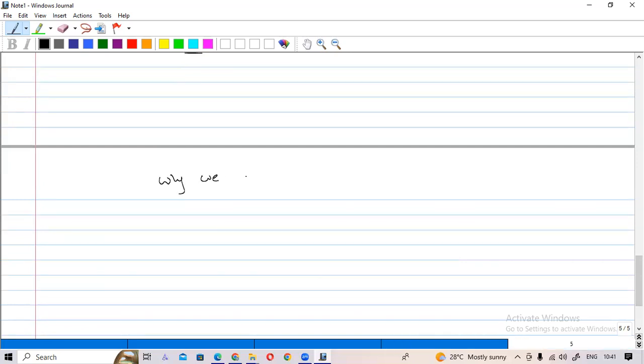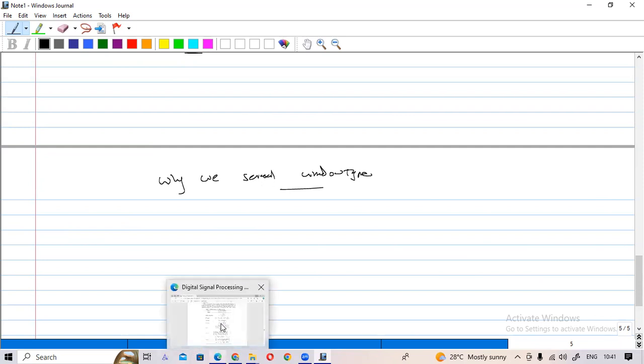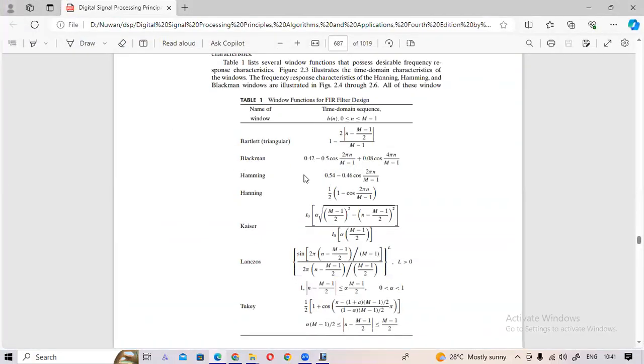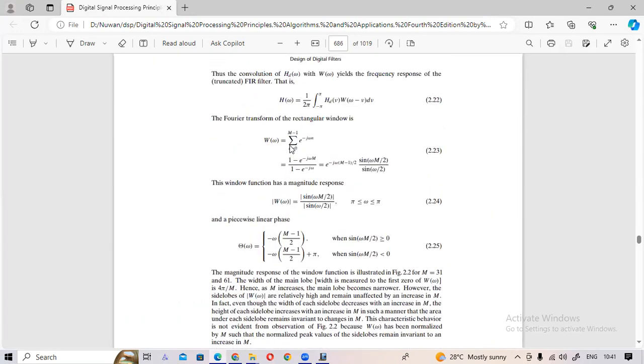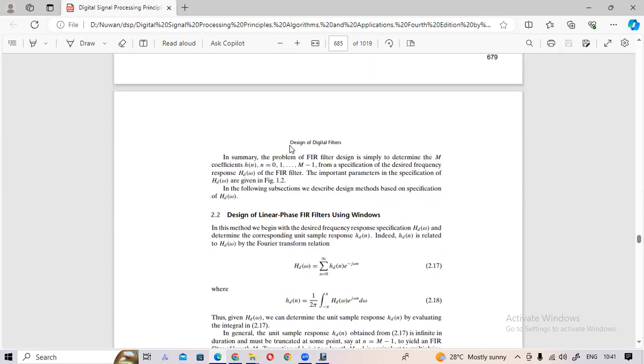Why are we using several window types like this? There are many window types, as I showed you and as I told you. The rectangular window is the most simple one, and there are others: Bartlett, Blackman, Hamming, Kaiser, Lanczos, Tukey. Likewise, there are some very complicated windows. So why are these important? Actually, these are important when designing an FIR filter.